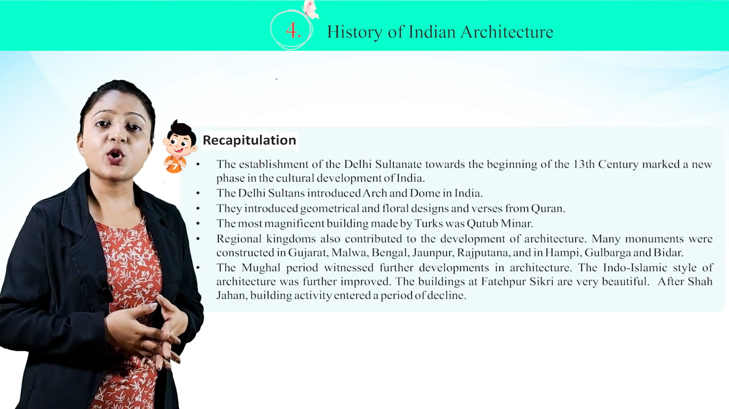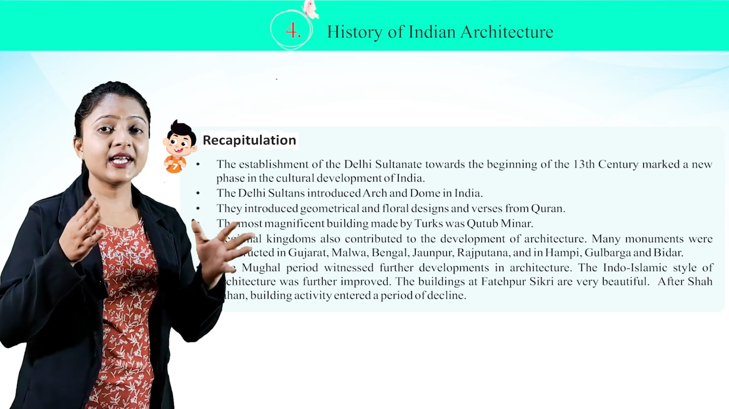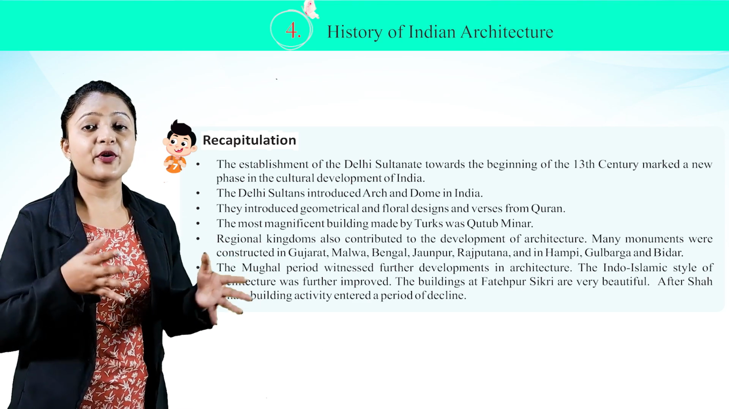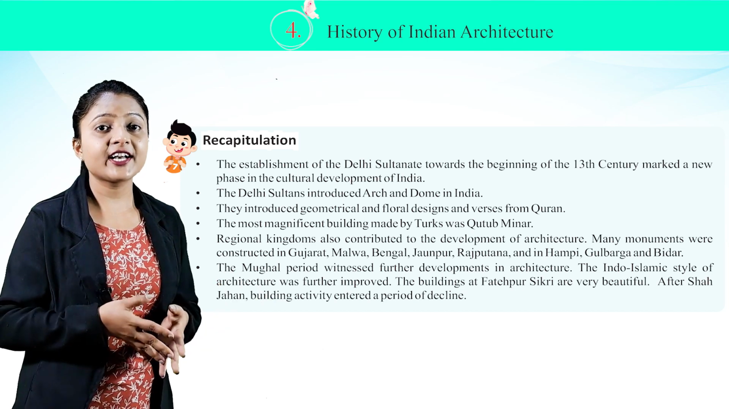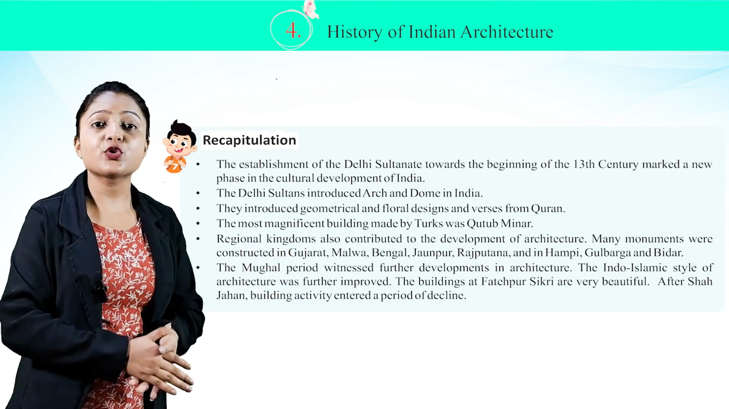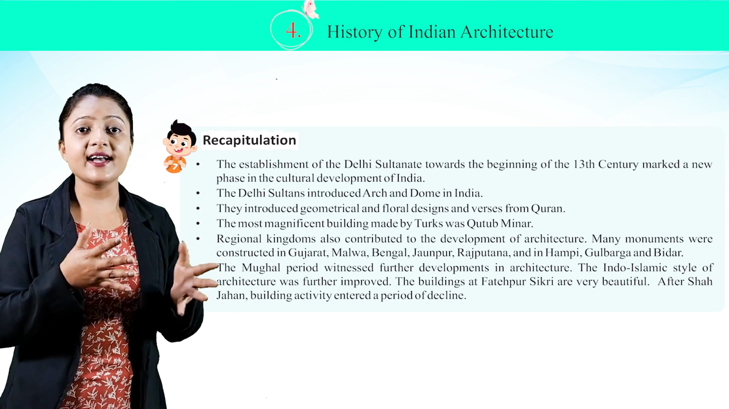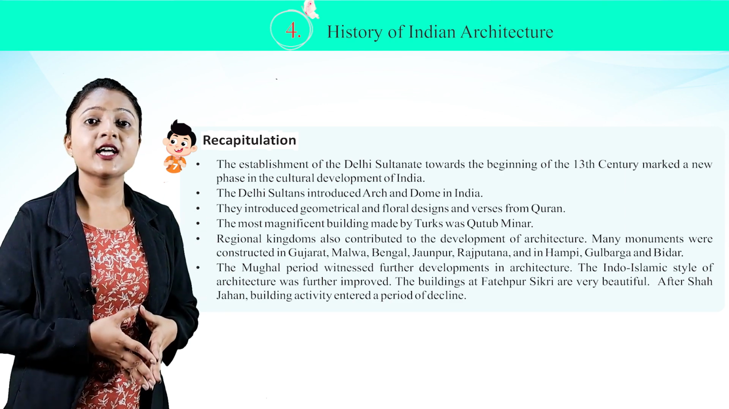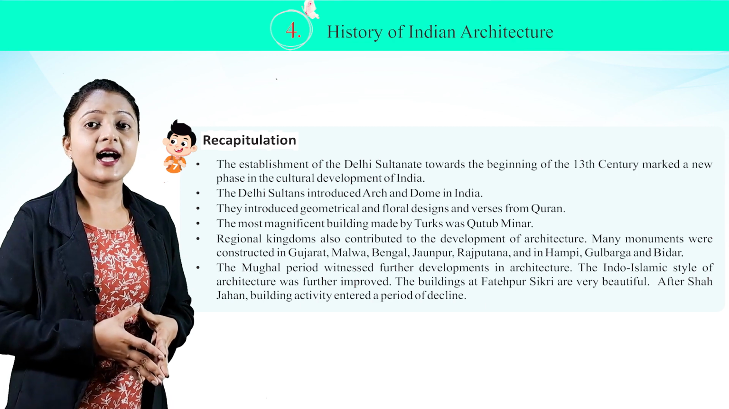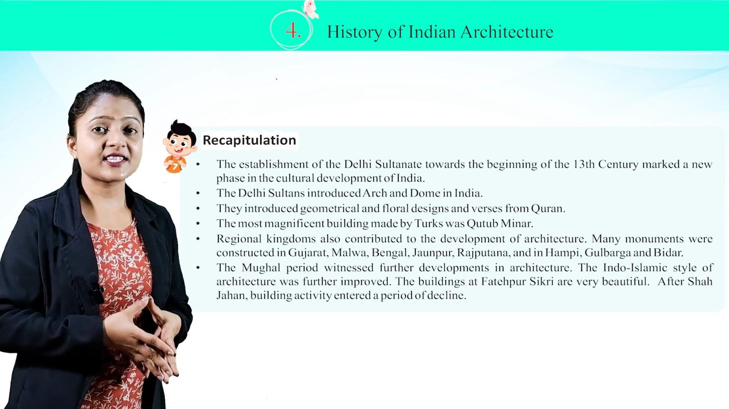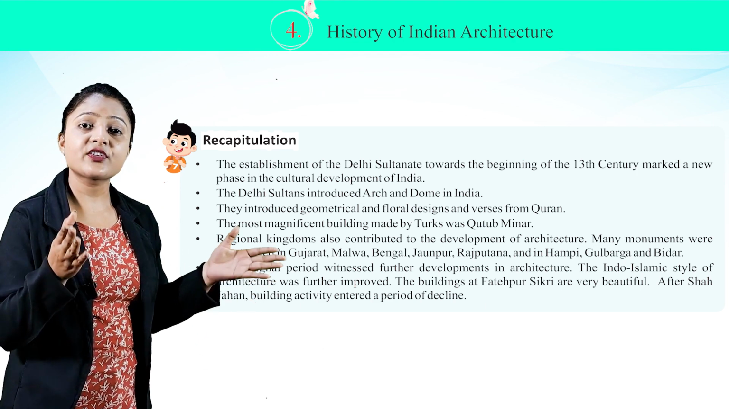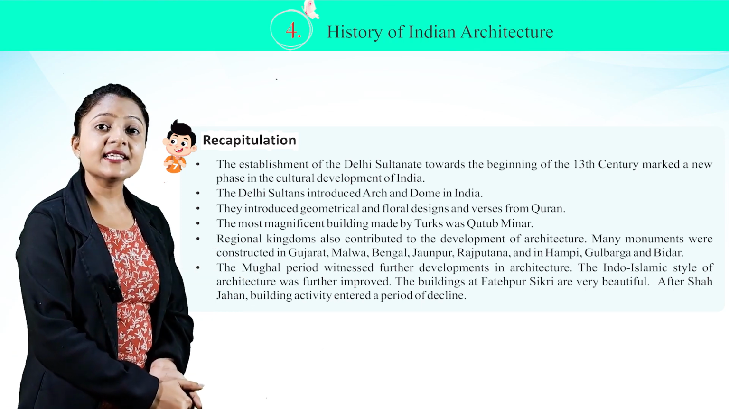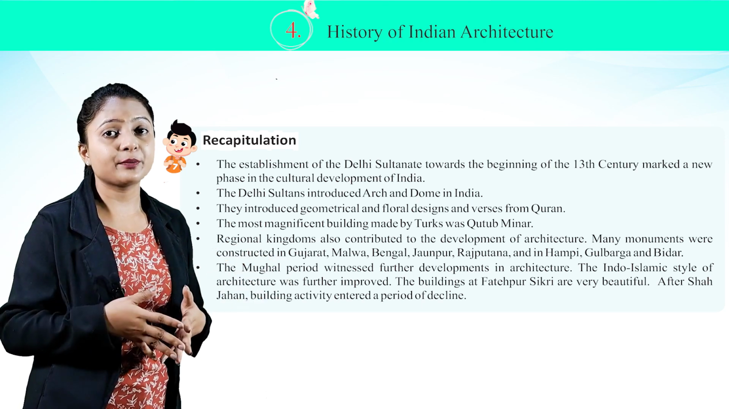Regional kingdoms also contributed to the development of architecture. Many monuments were constructed in Gujarat, Malwa, Bengal, Jaunpur, Rajputana, and in Hampi, Gulbarga, and Bidar. The Mughal period witnessed further developments in architecture. The Indo-Islamic style of architecture was further improved. The buildings at Fatehpur Sikri are very beautiful.